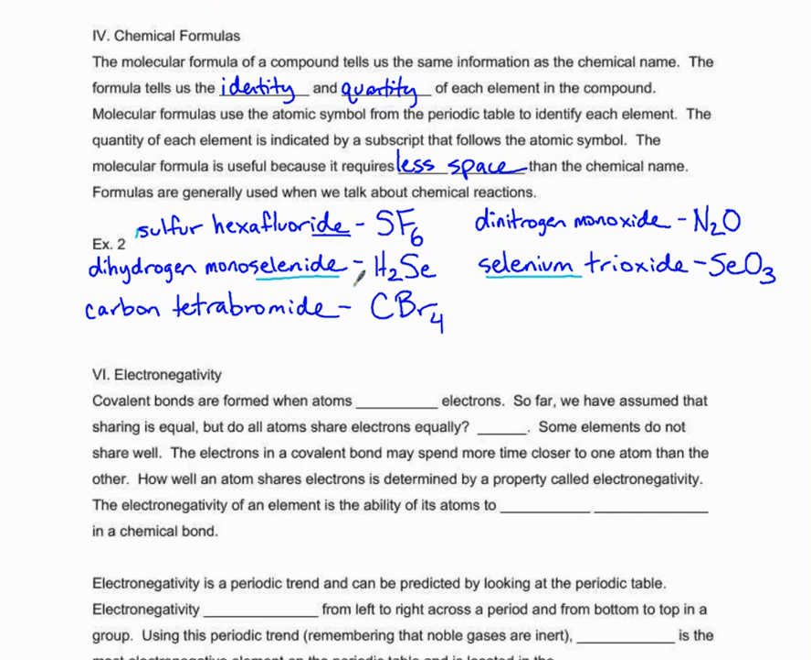Selenium comes last. Remember, we're reading left to right on the periodic table, just like we did in the previous unit. Carbon tetrabromide. Carbon is more to the left. Dinitrogen monoxide. Nitrogen is to the left of oxygen. Selenium trioxide. Now they're in the same group, but selenium is more towards the bottom and oxygen is more towards the top right. And this will make more sense really when we talk about the next section, which is electronegativity.